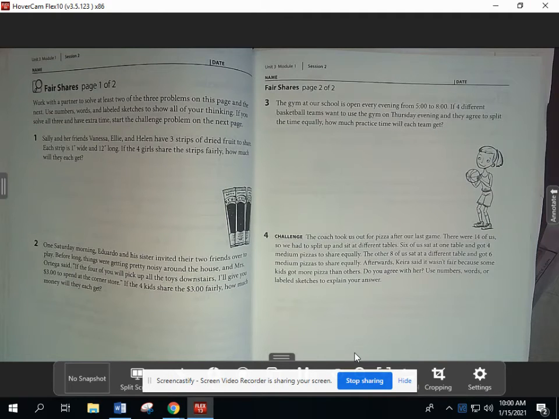Okay, so we're going to pause because we've got work to do. And you've got work to do. We will explain our thinking when we come back.